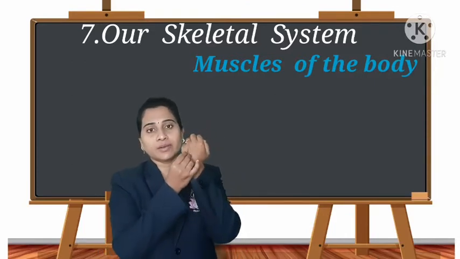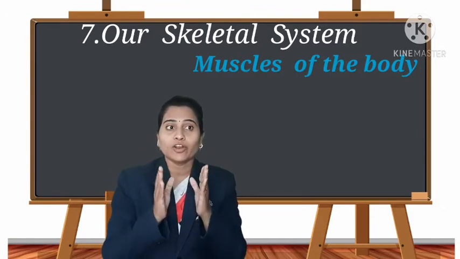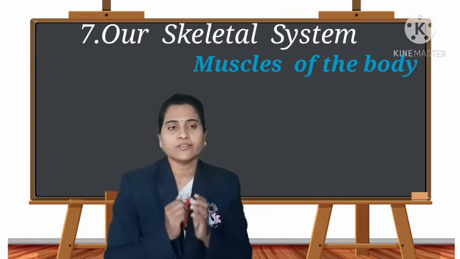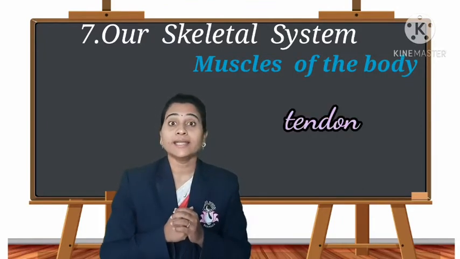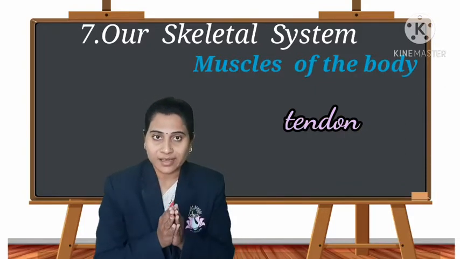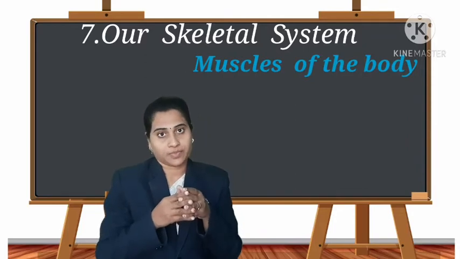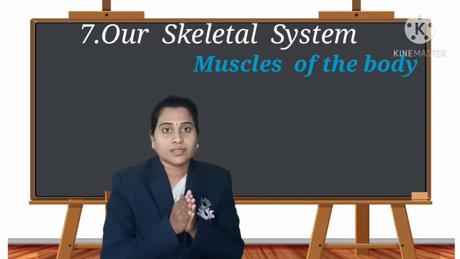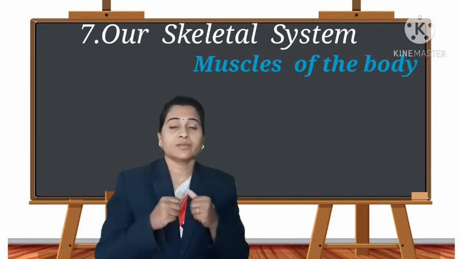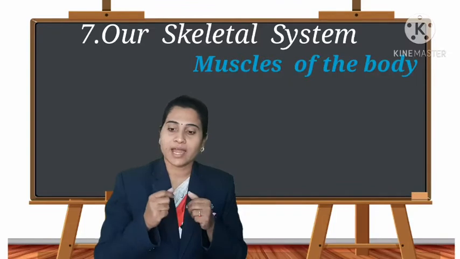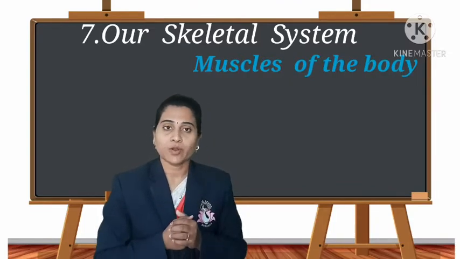As you see, our muscles are attached to our bones with a tissue, and that tissue is very strong and very tough. That tissue is called the tendons. Due to these tendons, our muscles are attached to our bones. So these tendons again play a very important role in attaching our muscles and bones together. They attach so we are able to move our body parts properly.